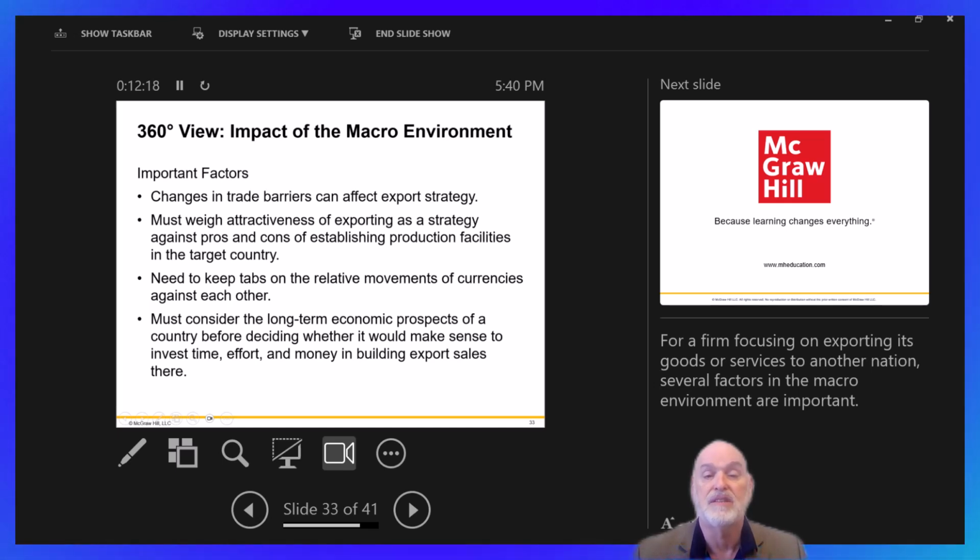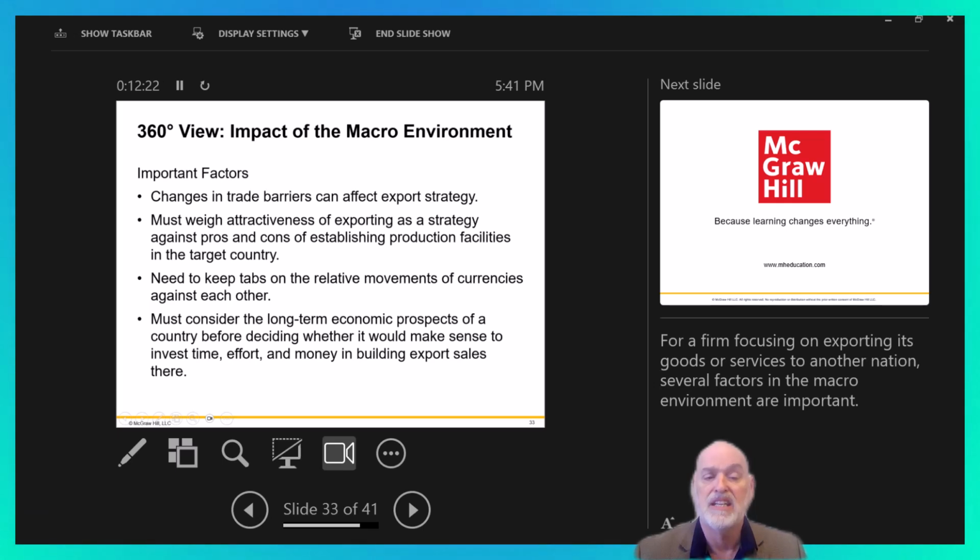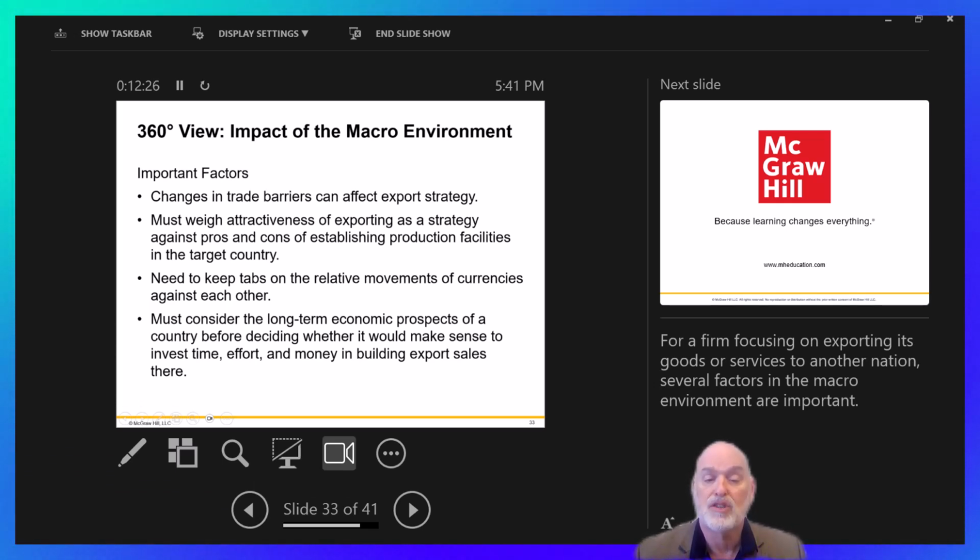The 360 view, impact of the macro environment. Important factors we have here: changes in trade barriers can affect export strategy. Must weigh the attractiveness of exporting as a strategy against the pros and cons of establishing production facilities in the target country. And you need to keep tabs on the relative movements of currencies against each other. Must consider the long-term economic prospects of a country before deciding whether it will make sense to invest time, effort, and money in building export sales there.